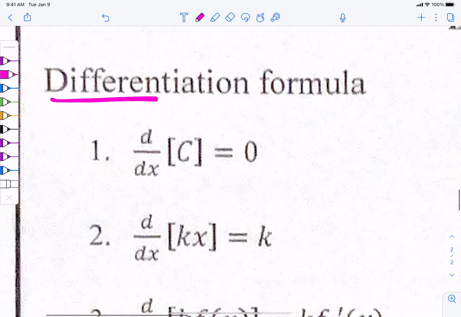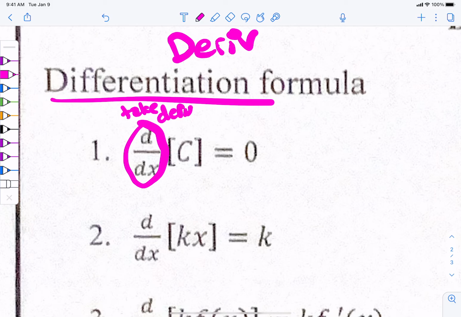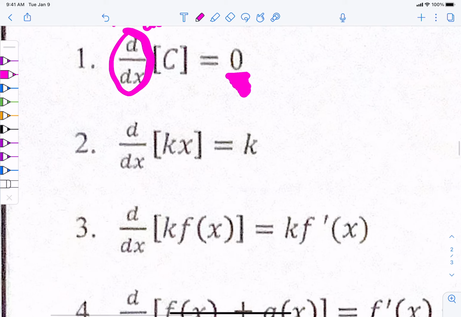Let's look at these. These are all just finding the derivative on the left side. Finding the derivative is the differentiation formula, right? If I'm taking the derivative, which means d over dx, this means take the derivative of c. What's the derivative of a constant? What's the derivative of c? 0, right? Okay.